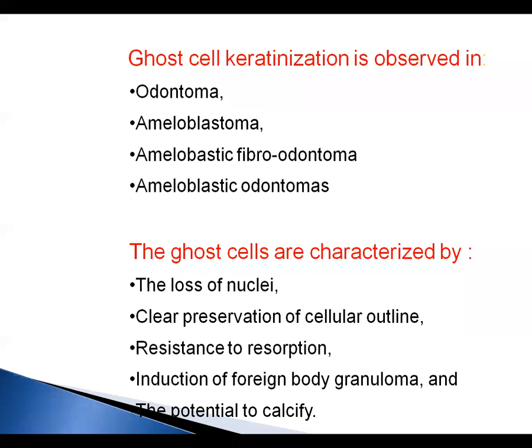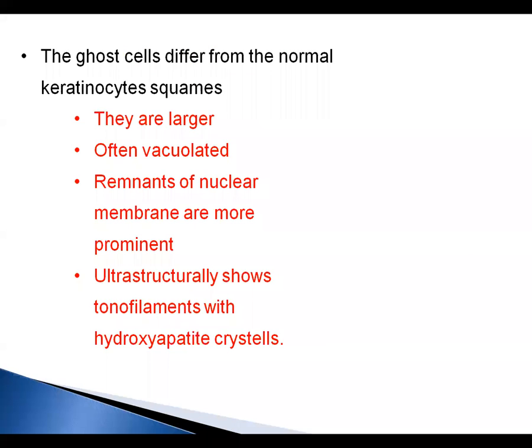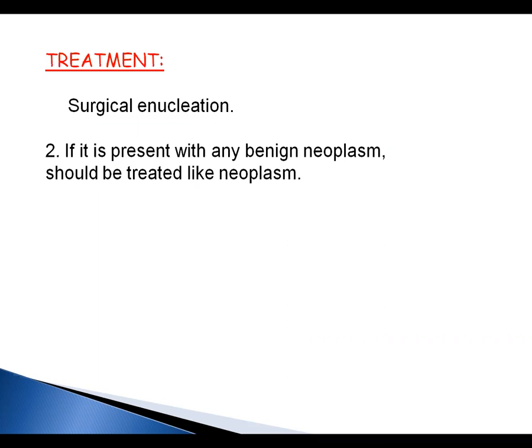These are characterized by loss of nuclei, clear preservation of cellular outline, resistance to resorption, induction of foreign body granuloma, and the potential to calcify. Ghost cells differ from normal keratinocyte squamous cells in that they are larger, often vacuolated cells. Remnants of nuclear membrane are more prominent. Ultrastructurally they show tonofilaments and hydroxyapatite crystals. Treatment is surgical enucleation. If it is present with any benign neoplasm, it should be treated like a neoplasm.